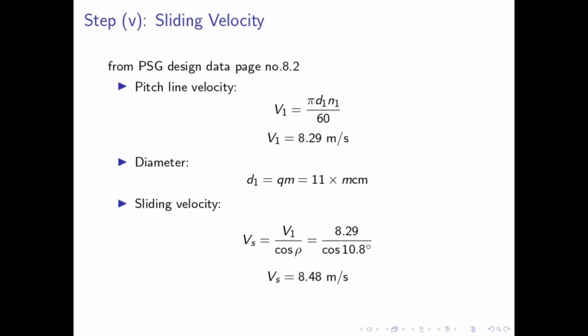Next, step 5, calculating sliding velocity. Page number 8.44, Vs equal to V1 by cos delta. This is given, and V1 equal to pi dn by 60. And page number 8.43, D1 equal to Q into Mx, formula is being given. So D1 equal to 11 into 1 centimeter. So 11 centimeter. So sliding velocity equal to 8.29 meter per second divided by cos 10.3. That is equal to 8.48 meter per second.